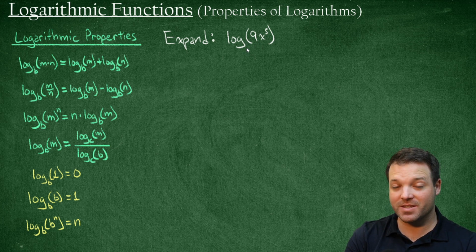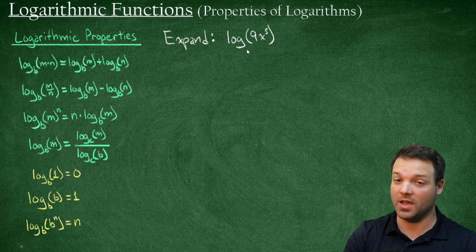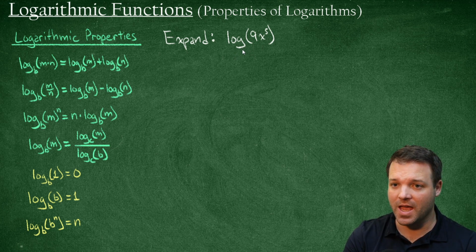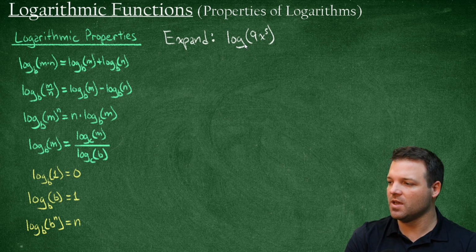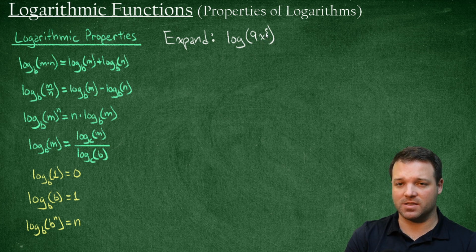So if the base is not listed, then it is the common log, which is a base of 10. But we don't actually have to write that down. It's just something to note in our heads. But anyway, so I have log of 9 times x to the 5th power.